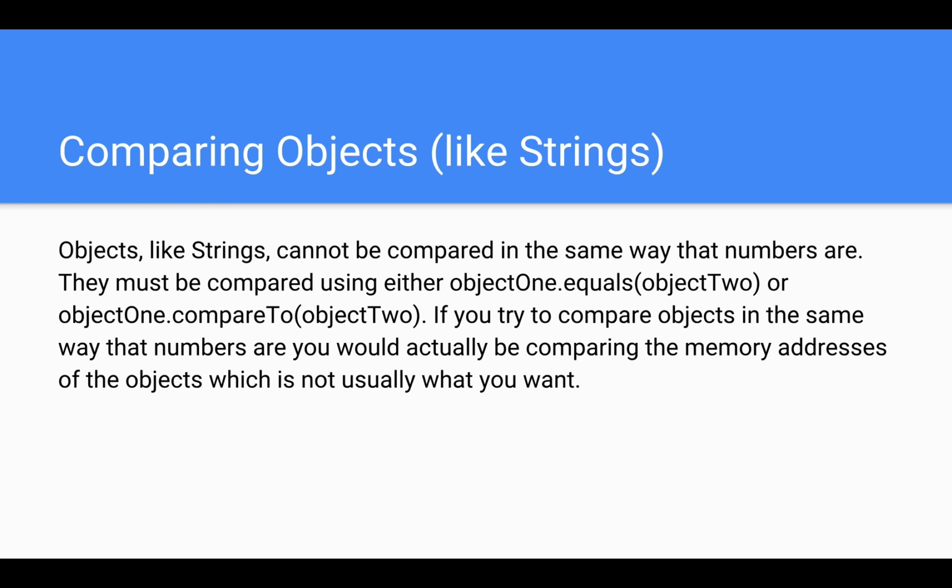Comparing objects, like strings. Objects cannot be compared in the same way that numbers are. They must be compared using either object1.equals(object2) to check for equality, or object1.compareTo(object2) when checking for relative bigness. If you try to compare objects in the same way that numbers are, you would actually be comparing the memory addresses of the objects, which is not usually what you want to do.